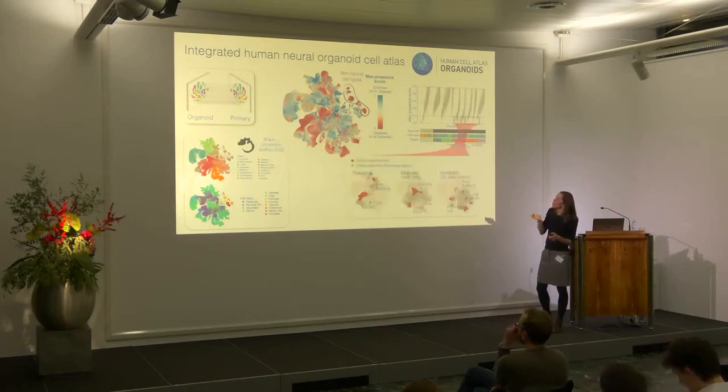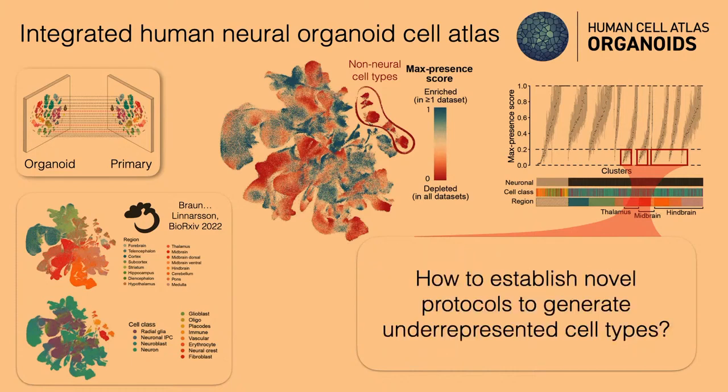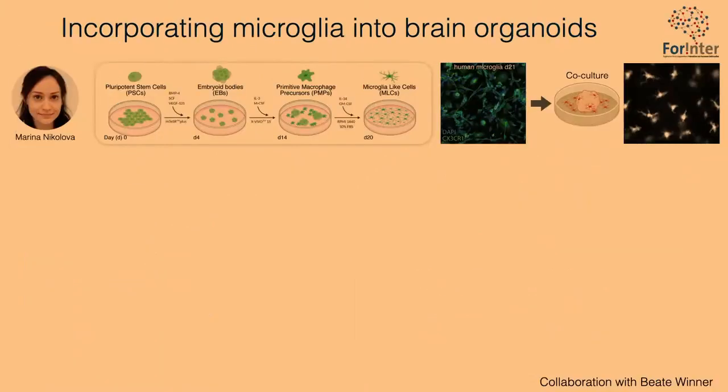If we look at the neuronal ones, we can highlight here in red some strongly underrepresented neuron populations in thalamus, midbrain, and hindbrain. That would be very interesting to follow up on. We would want to make more of those because there might be diseases affecting them, and we should come up with protocols to make them. So how do we systematically establish protocols to generate these underrepresented cell types? I will start with these non-neural ones.